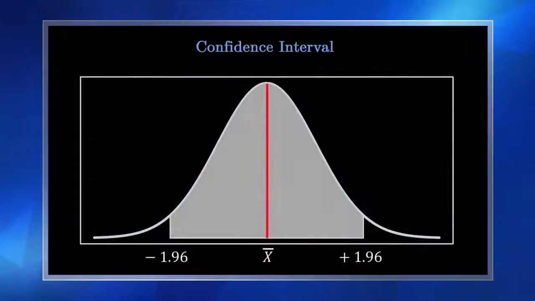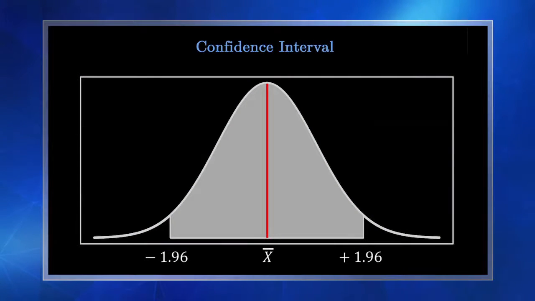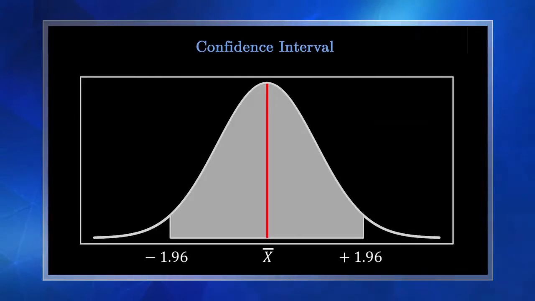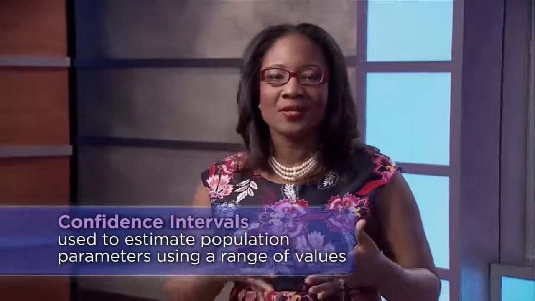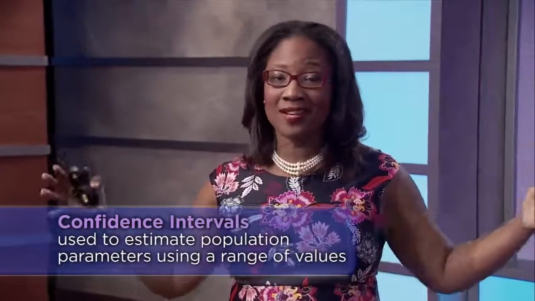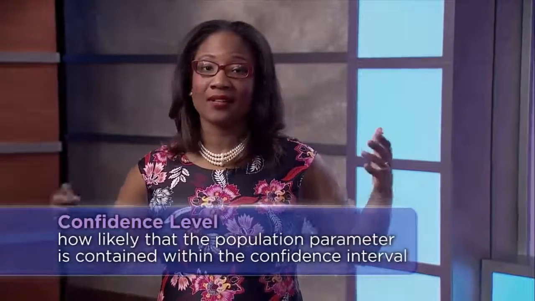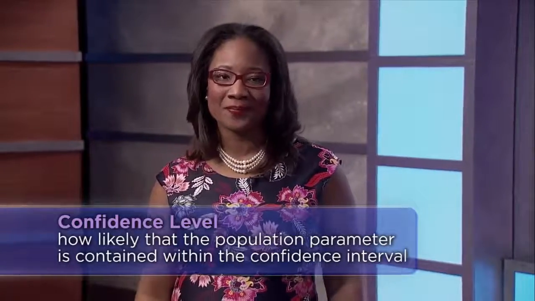What we just found was a random interval that's centered at x bar. Right? We start at x bar, we add some stuff to it, and we subtract some stuff from it. And that becomes our confidence interval. Now, confidence intervals allow us to estimate our population parameters using a range of values. Now, a range is more likely to capture the true population parameter, much like your net. But to do that, we first have to set a confidence level. This is going to tell us how likely it is that the population parameter is actually contained within our interval.